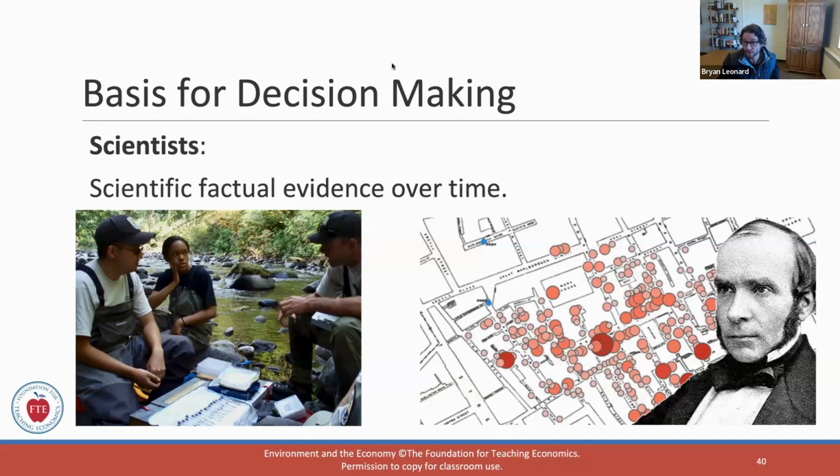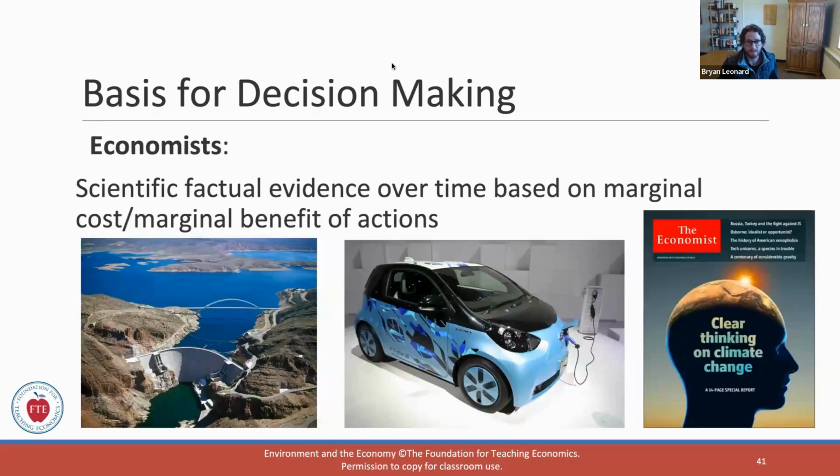However, science doesn't get us all the way there. Science can tell us about the physical impacts and physical relationships. But then economics is going to really come into play. And so the role of economics in thinking about public decision making is to take in that scientific factual evidence and then think about the marginal benefits and marginal costs of different types of actions. And so economics might actually lead us to have a very different perspective than just the pure science. And this is particularly true when it comes to environmental problems.